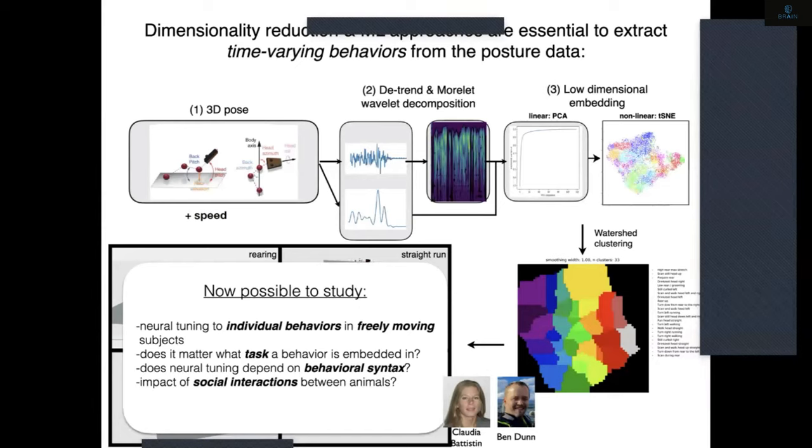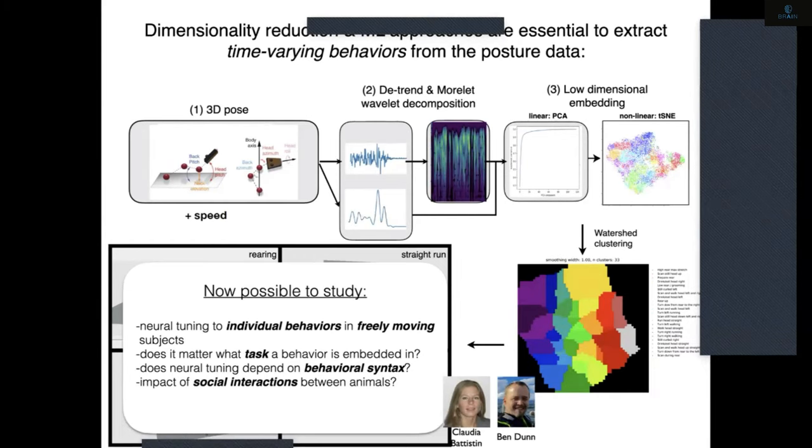And for decades, this has required that the animal is head fixed and doing a task that is usually very artificial, that you take weeks to train the animal to do. And now we can identify these individual behaviors, pull them out, and look at the different brain networks that are generating them and see how they're working together. Right, so we can look at this in individual freely moving animals.